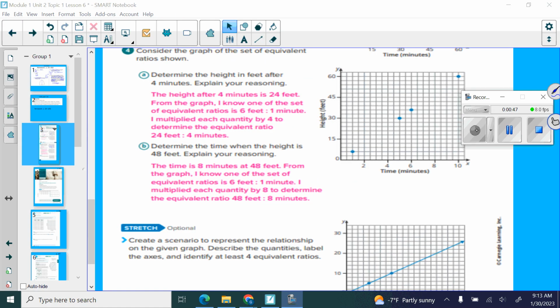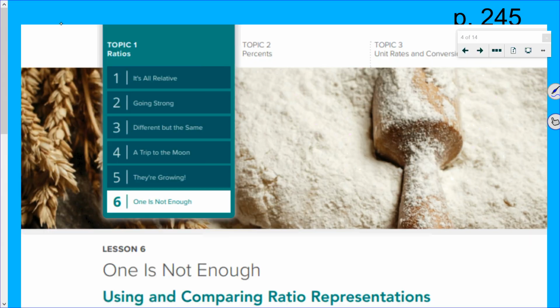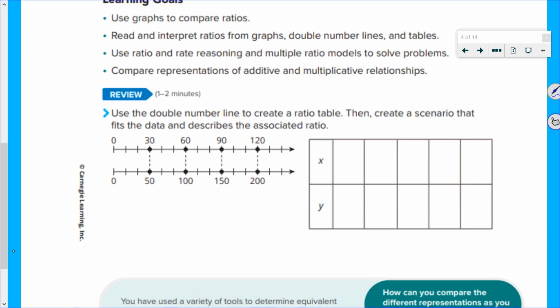Okay, guys, let's go to page 245 in your modules. Page 245. There's our learning goals again. Here's your first task for today. Use the double number line to create a ratio table. Then create a scenario that fits the data and describes the associated ratio.